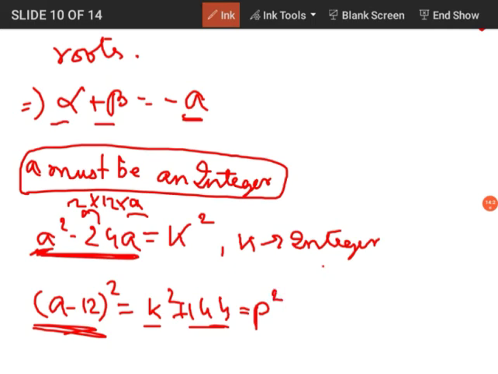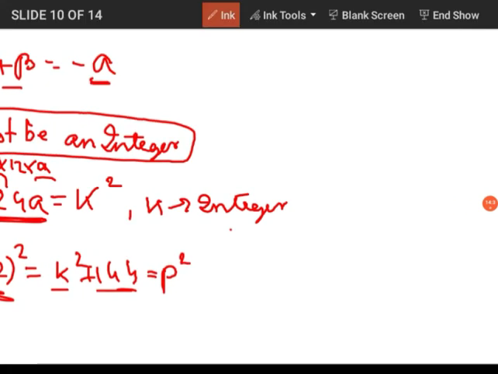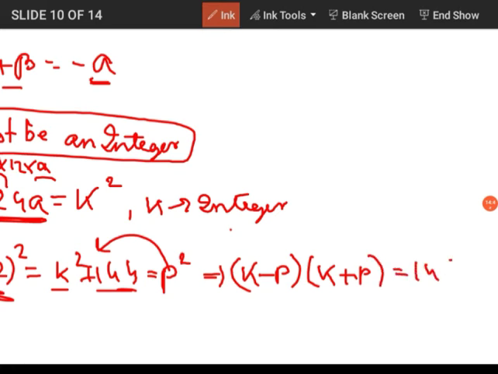p square. Now what? Now very simple. If you take it here, k square minus p square, that would be (k minus p) times (k plus p) equals 144. Now what? How to solve this? Now you write the factors of 144. There will be 15 factors, and you have to pair them.